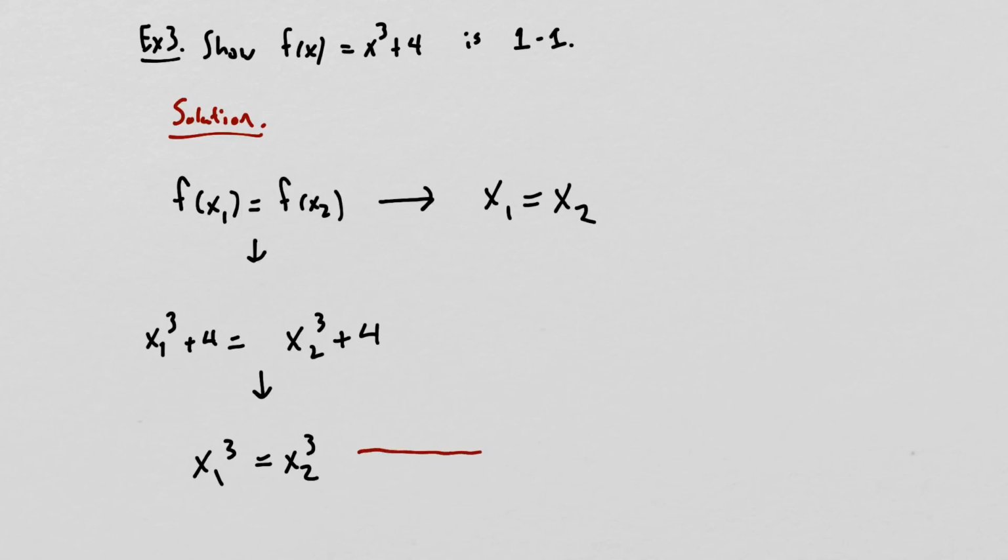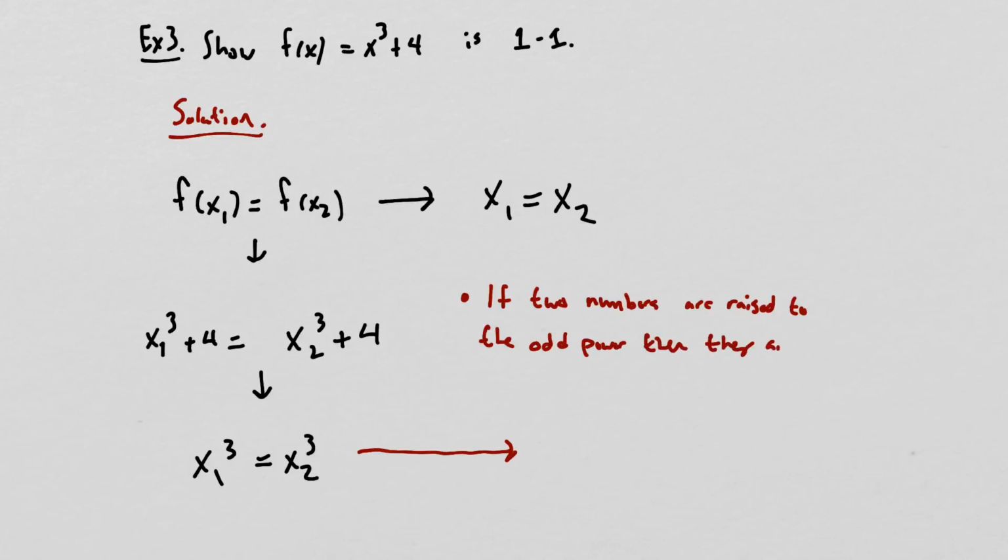And this next step is rather important. So let me write out what I'm going to say. Basically, what this is saying is that if two numbers have the same power raised to the third, then they're in fact the same number. This does not occur for even powers, only odd powers. Okay, and what this means then is that x1 was actually originally equal to x2. And so the assignment of inputs to outputs is in fact unique.